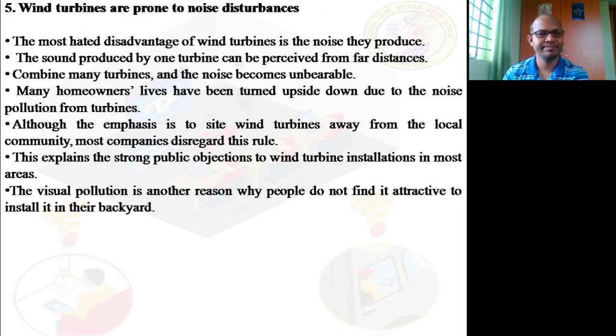This explains the strong public objections to wind turbine installation in most of the areas. That is the reason why, if you go to any villages, places or cities, people go against the installation of these wind turbines. It is only because it makes a lot of noise and it affects human health also. That is the reason why people are more against this installation. The visual pollution is another reason why people do not find it attractive to install it in their backyard, obviously.